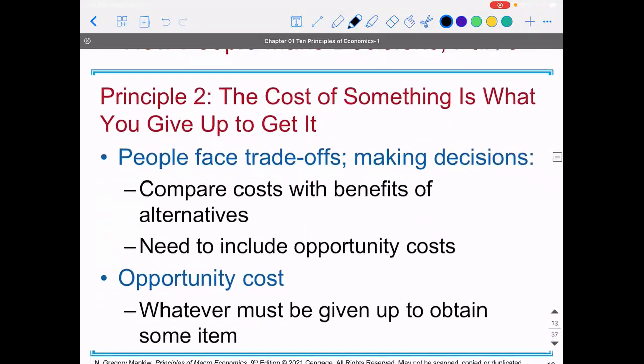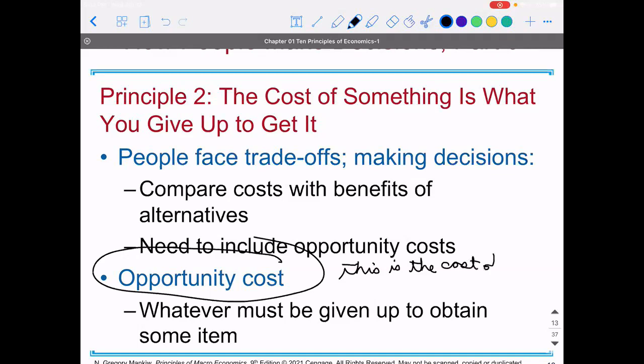Now, what is the cost of that trade-off? So the first principle is that there are trade-offs. What is that trade-off? As I said, it's what you could have done instead. What you could have done instead has a name. It's called the opportunity cost. So that is the formal economic definition of the trade-off. The trade-off is the opportunity cost, what I could have done instead. It's not only that, but it's also the highest valued thing.